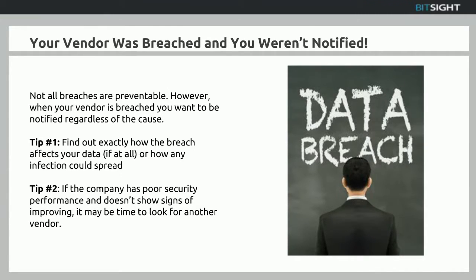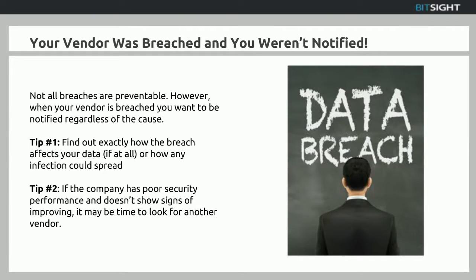So one thing you could do, again, this is something you can do in contracts, is put into your contract some language that says that if a breach were to happen, the vendor has to notify you in a certain period of time. This way, at least, you know what has happened and what steps you need to take to mitigate the outcomes.